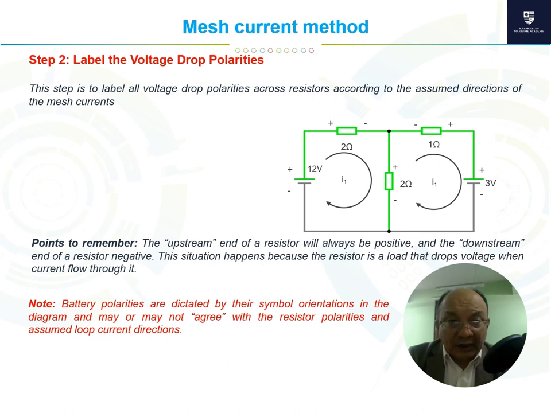Battery polarities are dictated by their symbol orientation in the diagram and may or may not agree with the resistor polarity and assumed loop current direction. So here you can see the long end showing positive and the short end the negative polarity.